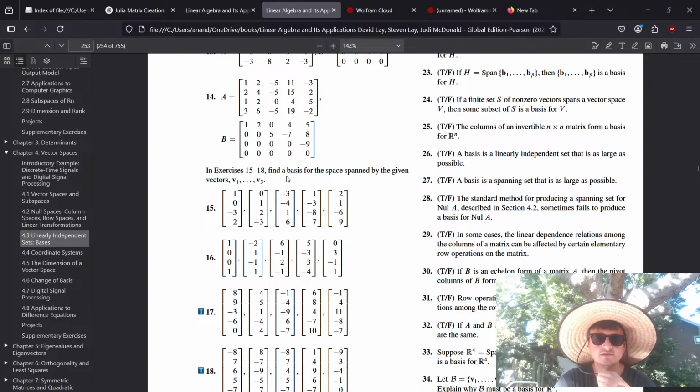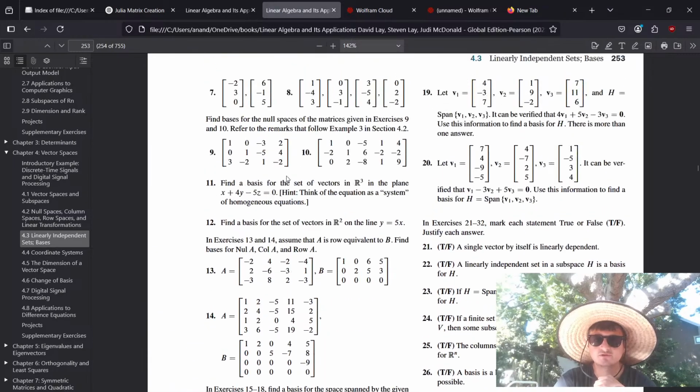Find a basis. Yeah, I don't really want to do those. Those are boring.